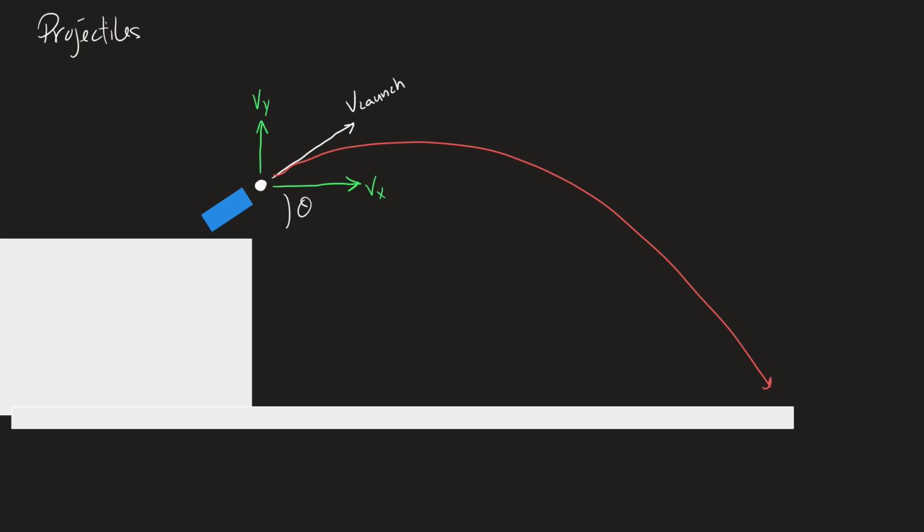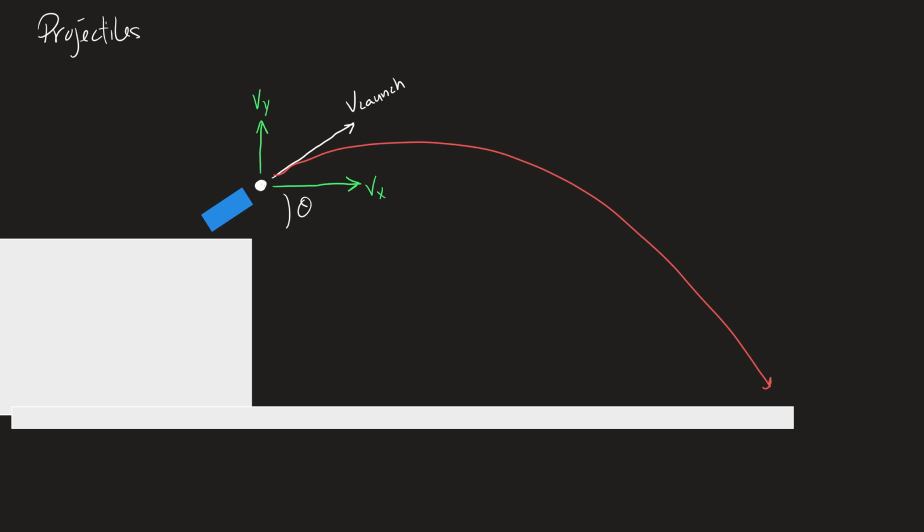Now, if you go back to what I just said, a projectile is an object that's moving in two dimensions but is experiencing an acceleration in only one dimension. So one of these is being acted on by gravity and one of them is not. Is it pretty obvious to you which one is which?